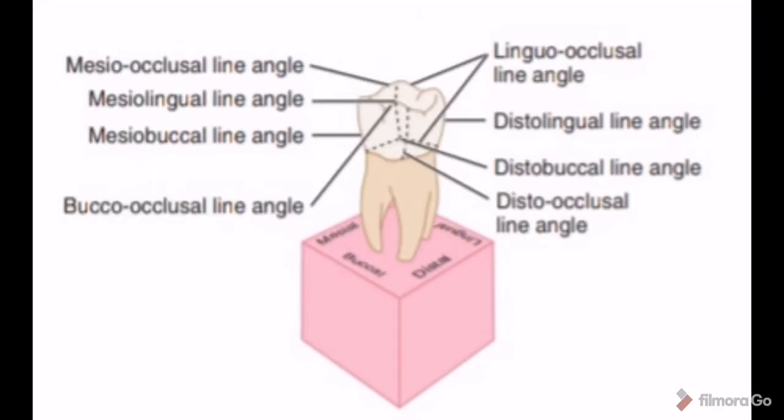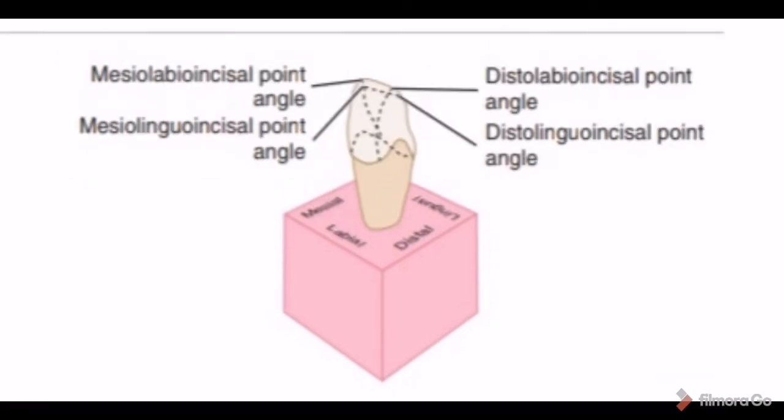See this picture. This picture has a line angle that is present in the posterior teeth. Here also, bucco-occlusal line angle. The buccal surface and the occlusal surface are coming in junction. That junction is called a line angle. So the name will be derived from the surfaces which contribute to that line angle. If the buccal surface and the occlusal surface are coming in contact at the junction, then the junction is called the bucco-occlusal line angle.